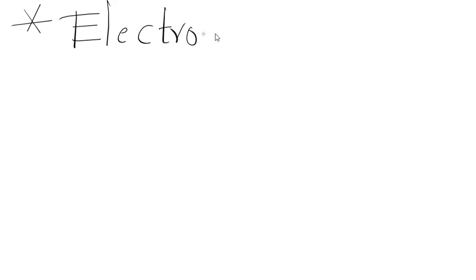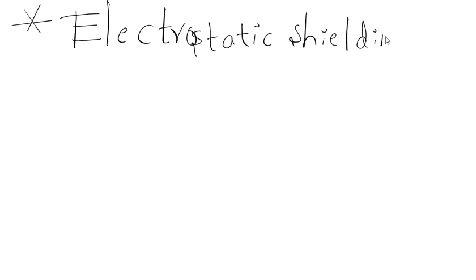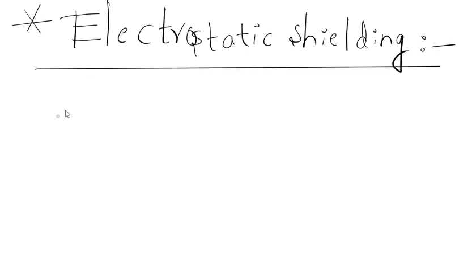Now another important thing that I am going to discuss today is the basic phenomenon relating to these concepts. That's why I'm deriving this: electrostatic shielding. What do you mean by electrostatic shielding? The field inside the cavity of a conductor being zero is called electrostatic shielding.